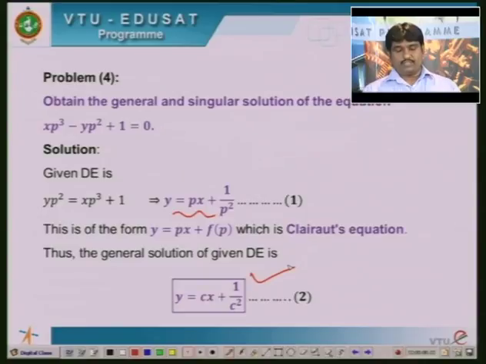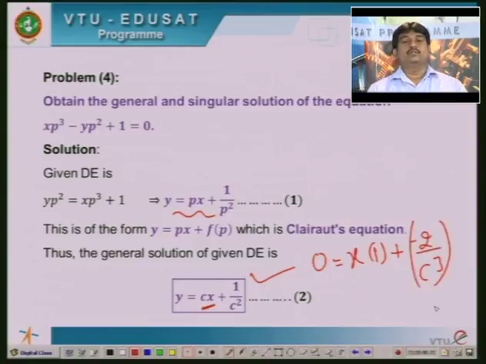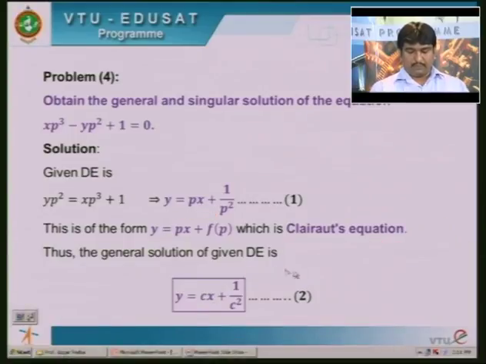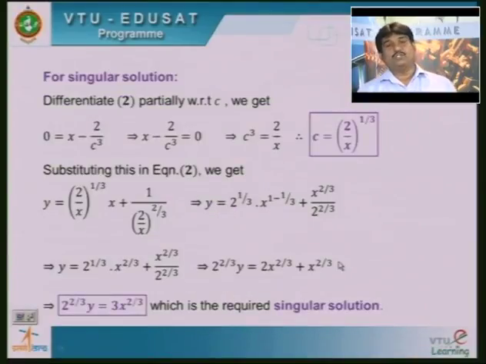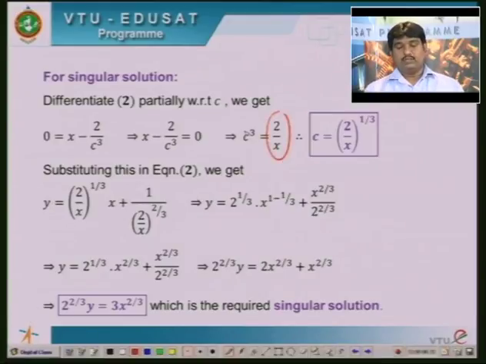Now we have to differentiate this equation with respect to C. The derivative of y is 0, and the derivative of Cx, treating x as constant, is x into 1, plus the derivative of 1 by C square, which is minus 2 divided by C cube. This is x equals minus 2 divided by C cube. Now you simplify this to get the C value. x minus 2 by C cube equals 0. So C cube is 2 by x. Therefore C is the cube root of 2 by x.